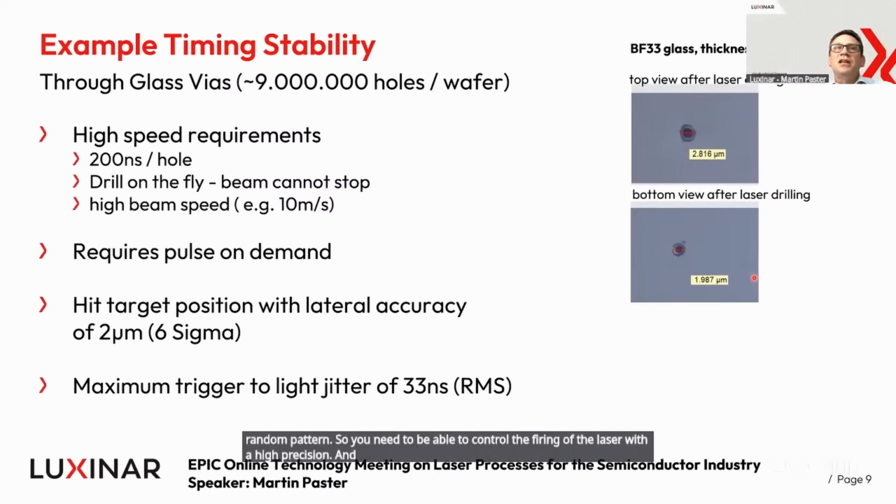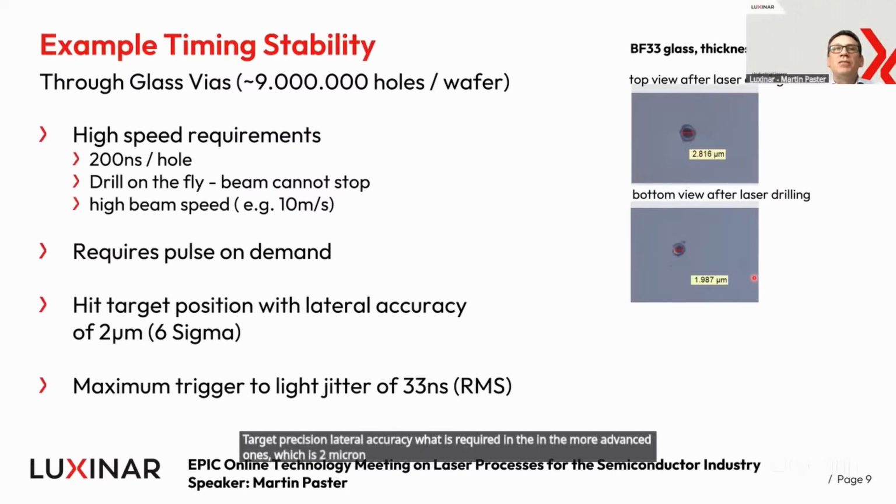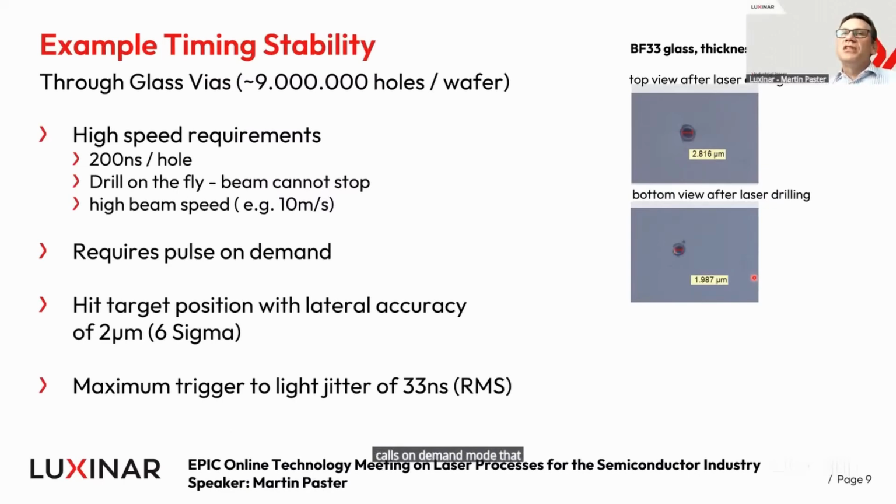And if I take the target precision, the lateral accuracy required in the more advanced ones, which is 2 micron at 6 sigma, you end up with a maximum trigger to light jitter of 33 nanoseconds. So you need a pulse on demand mode that can deliver the laser within 33 nanoseconds. And on the right-hand side, you now see how the result looks.